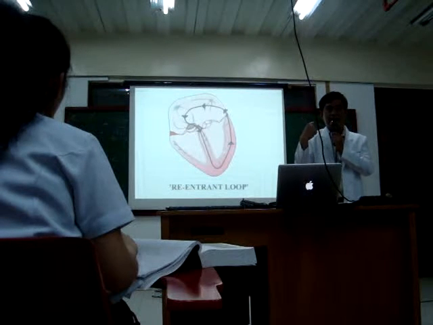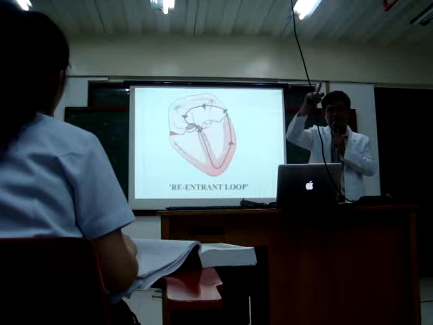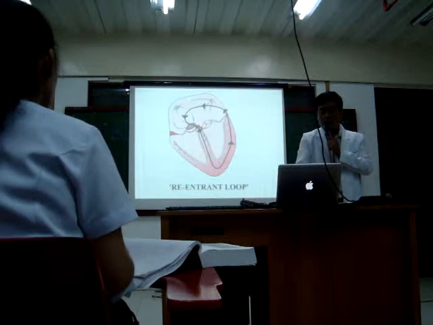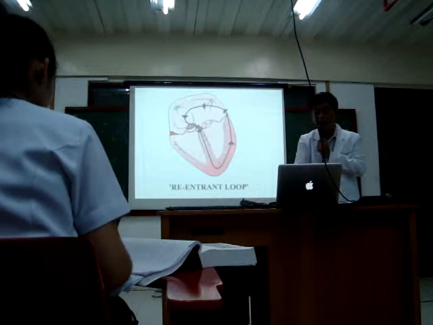That's your macro circuit. Remember, the microcircuit goes round and round the AV node. In this case, it goes round from the ventricles back to the atria, down to the ventricles, back to the atria. That's what you call a reentrant loop, okay, your macro circuit.